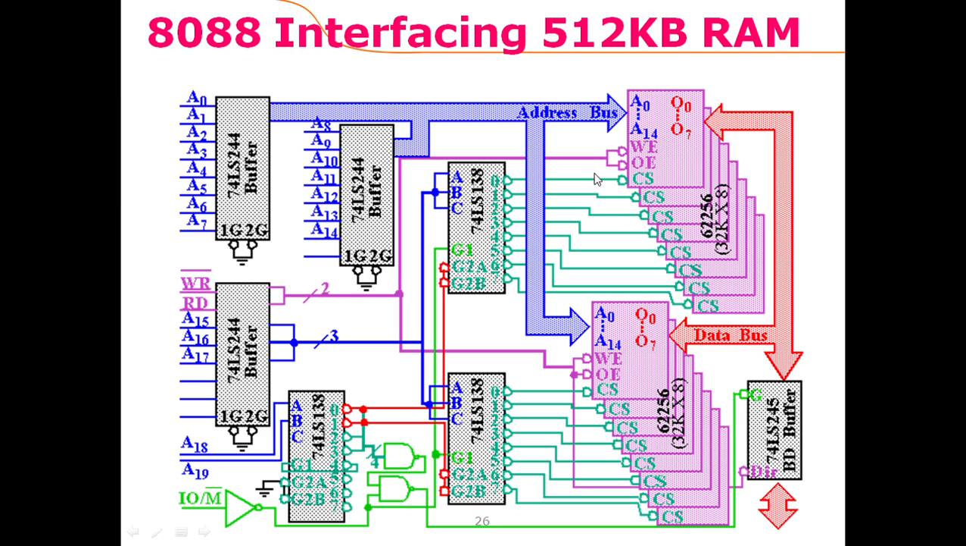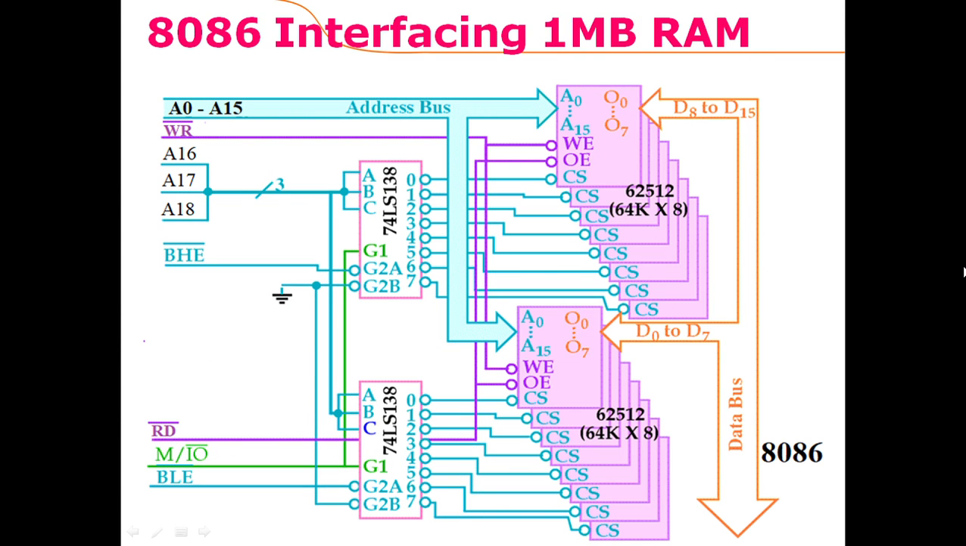So this is how 512 kilobytes of random access memory is interfaced with the 8088 microprocessor. These are the 20-bit address lines. The read and write signals are connected with the output enable and the write enable pins of all of these chips. So these control signals would enable either the read operation or the write operation. Similarly, other capacities of memory can also be connected.